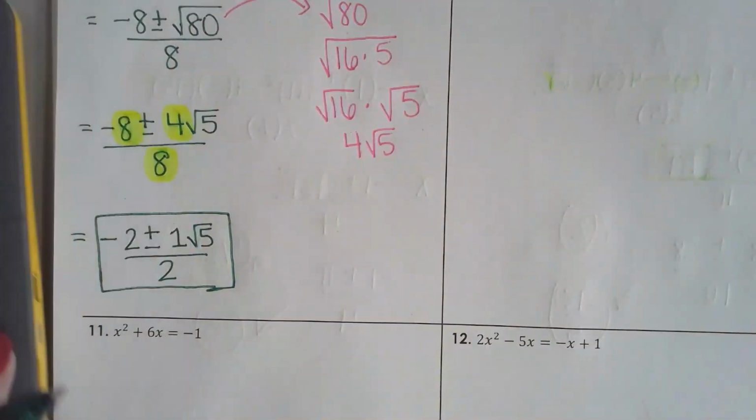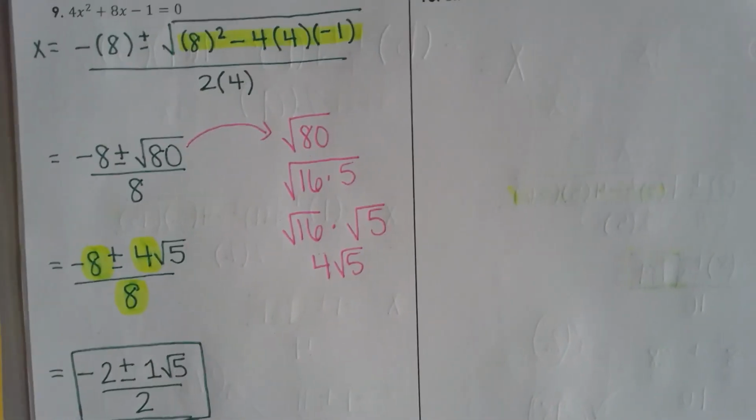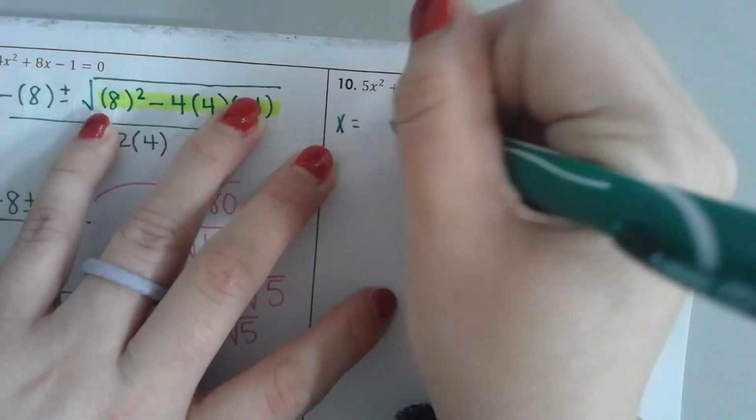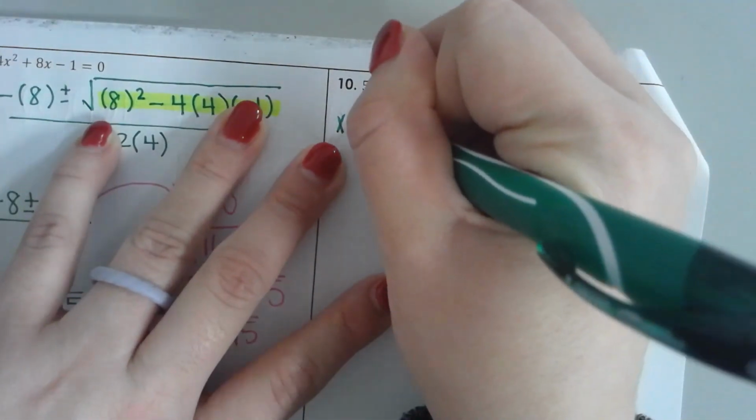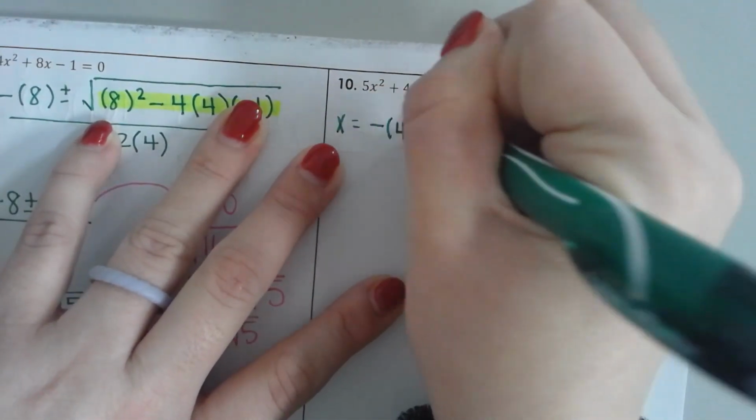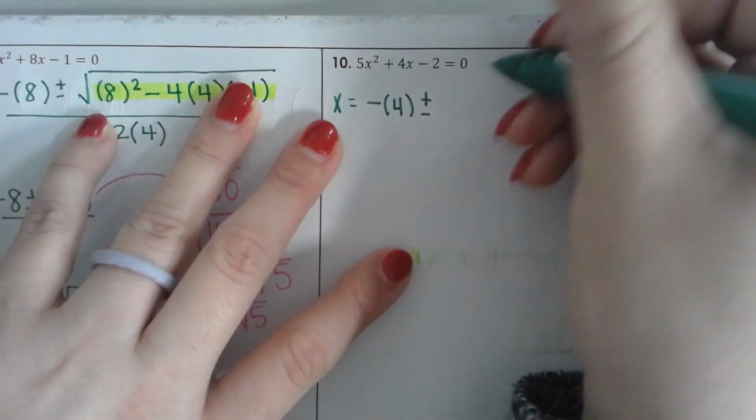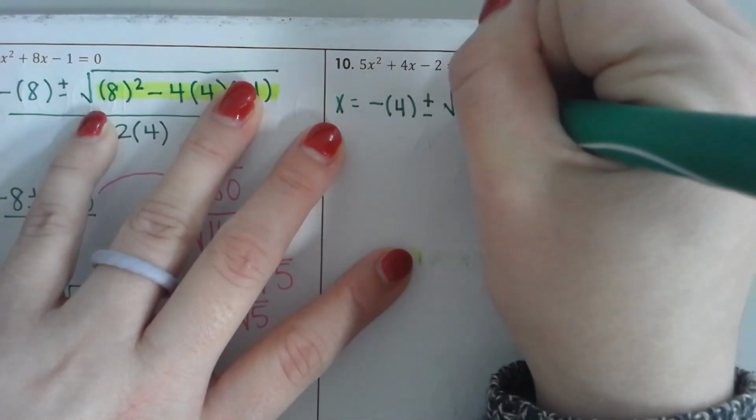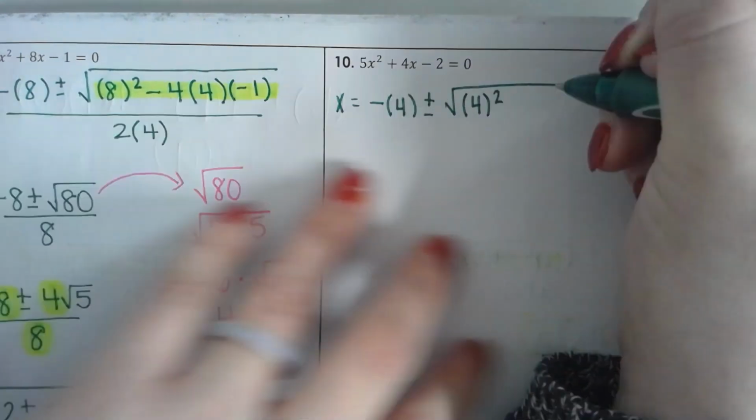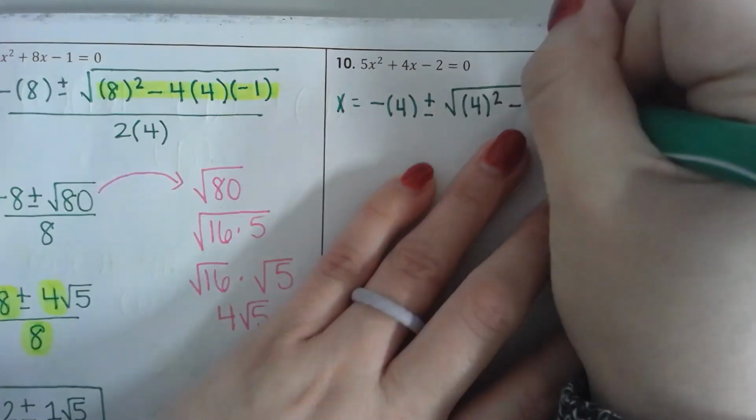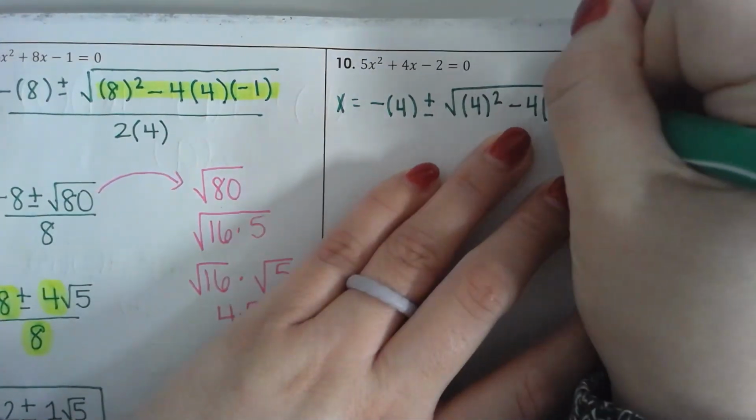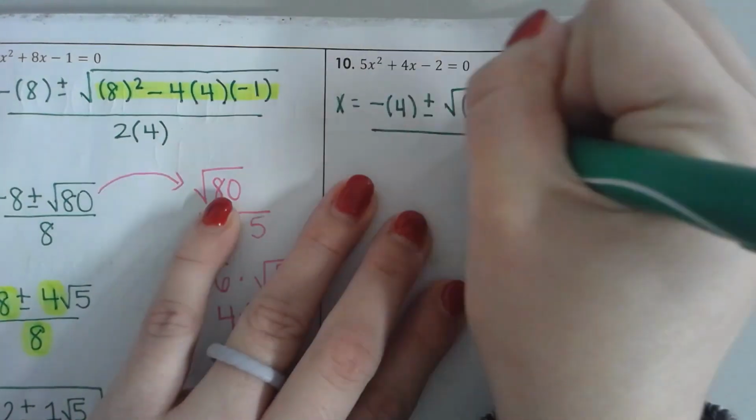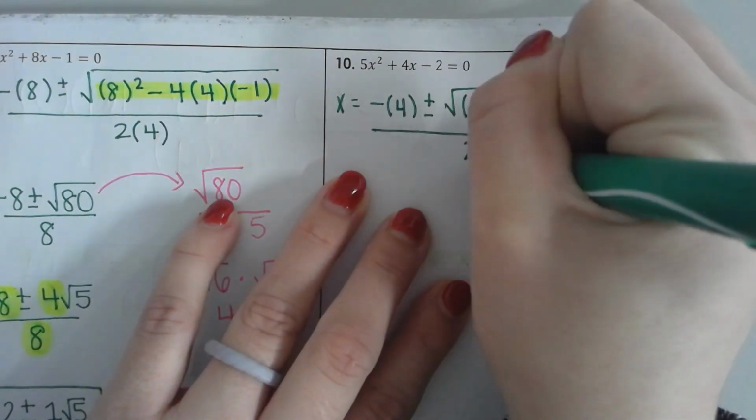Let's try number 10. Negative b plus or minus the square root of b squared minus 4ac, all over 2a.